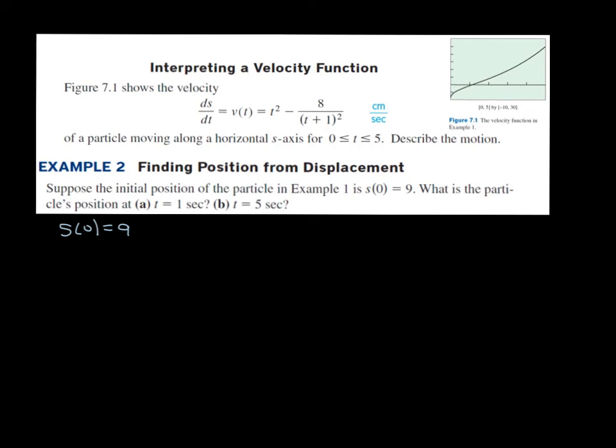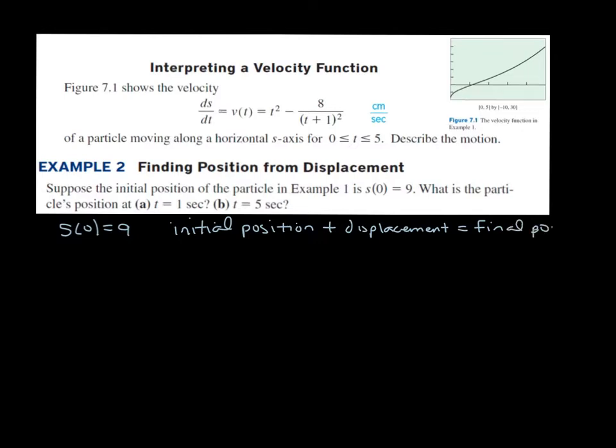In this problem, we're going to find the final position of a particle given its velocity equation and the initial condition of s of 0 equals 9. Our strategy will be that we will take the initial position of the object and we will add to it its displacement, and that will give us our final position.